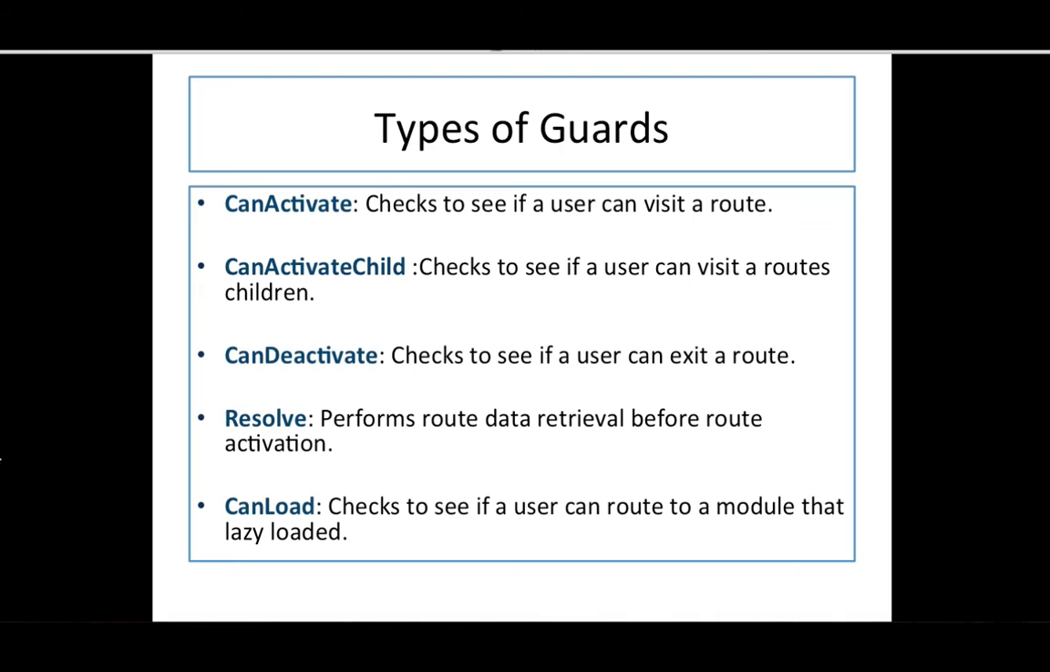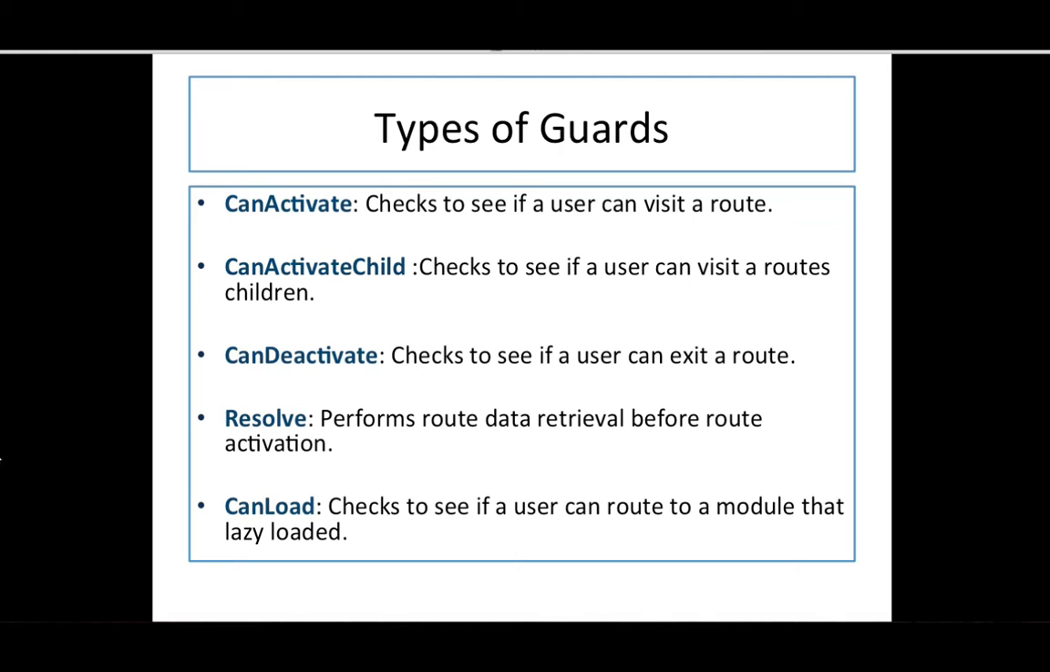In Angular, there are a total of 5 types of guards. CanActivate. We use the CanActivate guard if we want to check, before visiting a route, whether that user should be able to access this route or not. For example, checking whether the user is authenticated or not. CanActivateChild is similar to CanActivate, but it checks for the child route whether the child route can be visited or not. CanDeactivate. The CanDeactivate guard is used before leaving the route. Suppose we have some unsaved changes, so we can ask for a confirmation from the user before leaving that route.